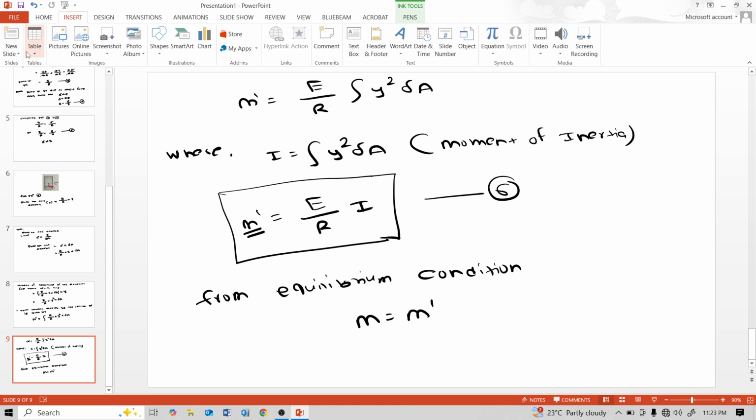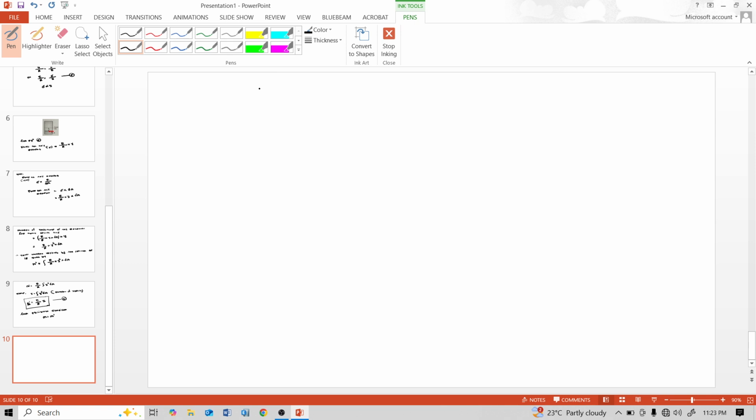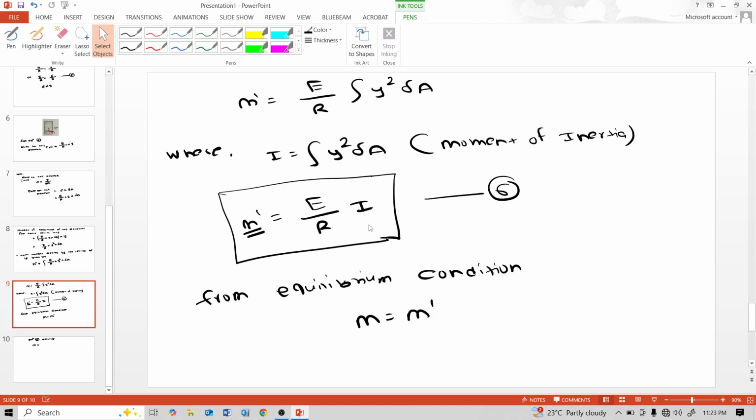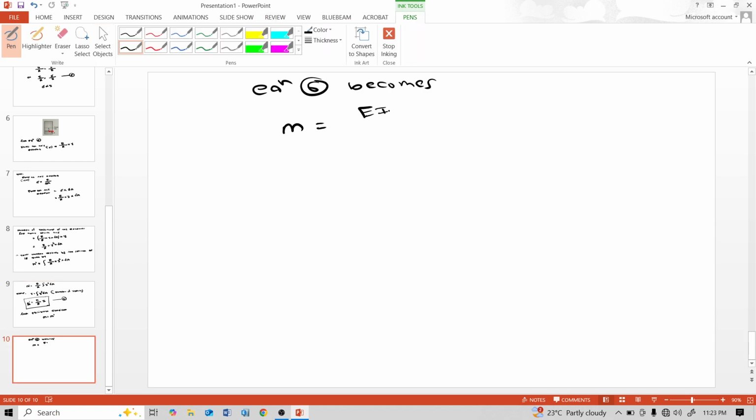Equation 6 becomes M is equal to E I upon R. From this equation, rearranging, M upon I is equal to E upon R. This is equation 7.